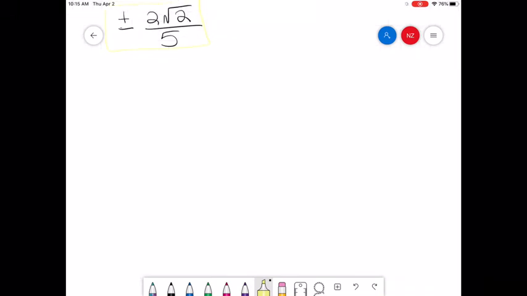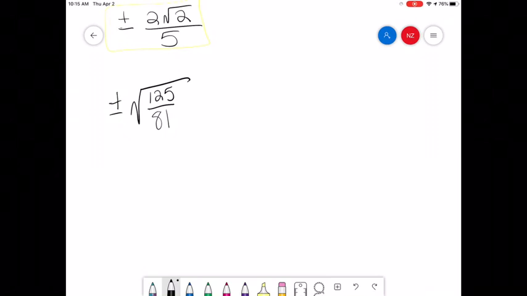Okay, I'm going to write example number 3 here for you. You have the square root of 125 over 81. So see if you can pause the video and simplify the square root of 125 over 81. Try thinking about the factors of 125 and if maybe 81 has a square root. All right, let's check your work here.